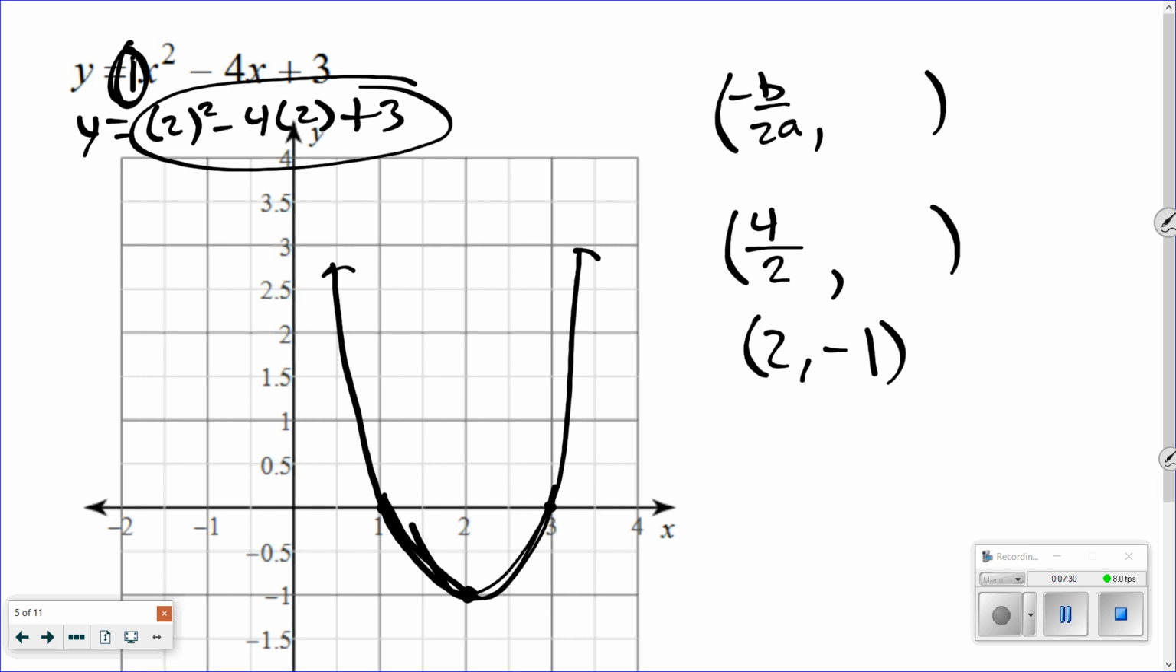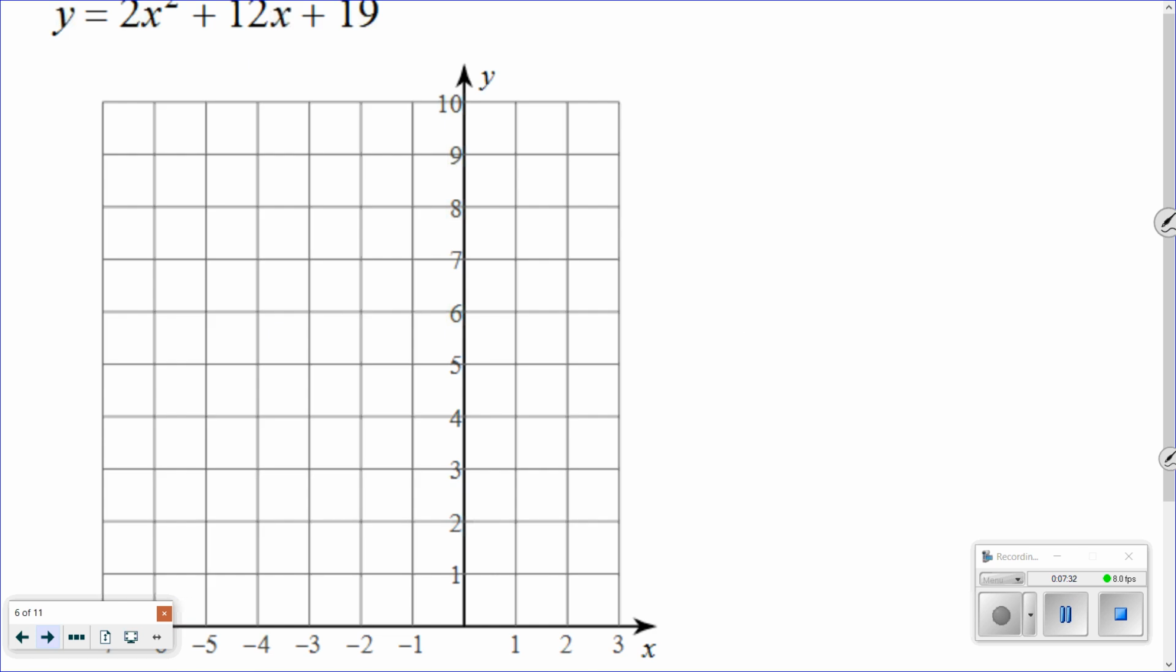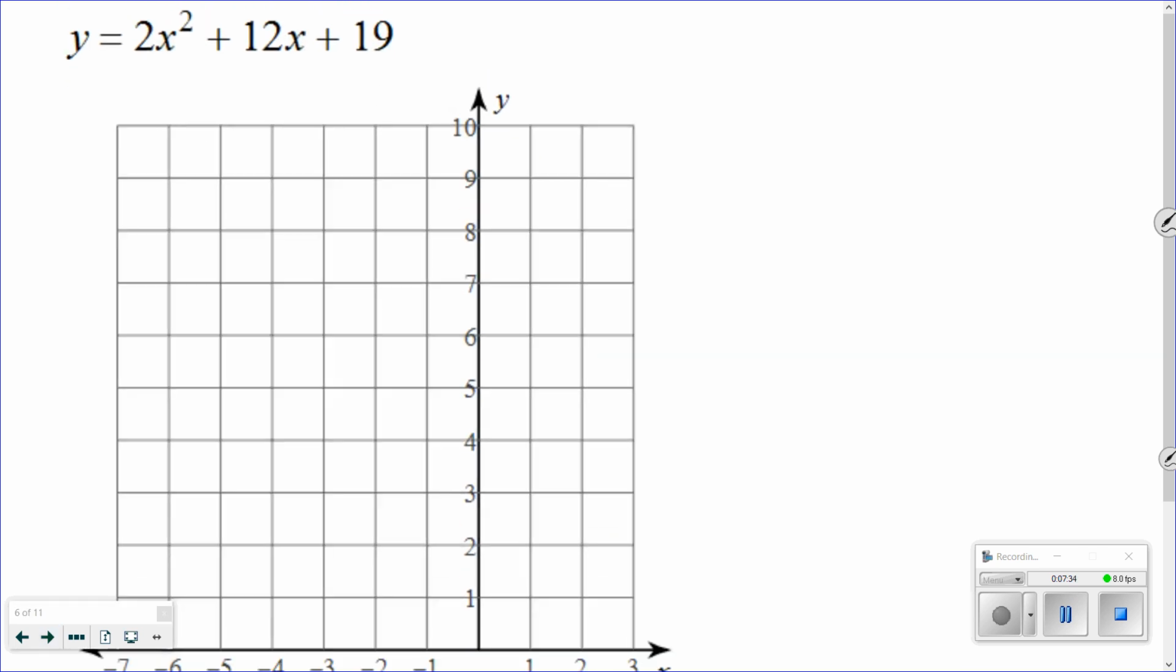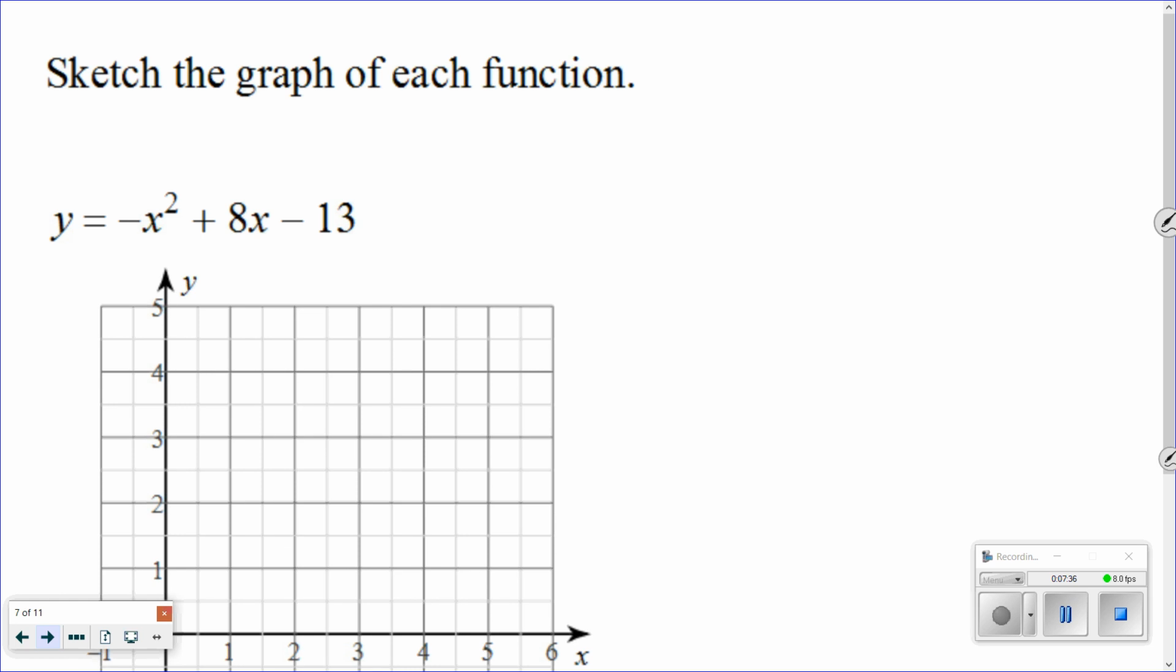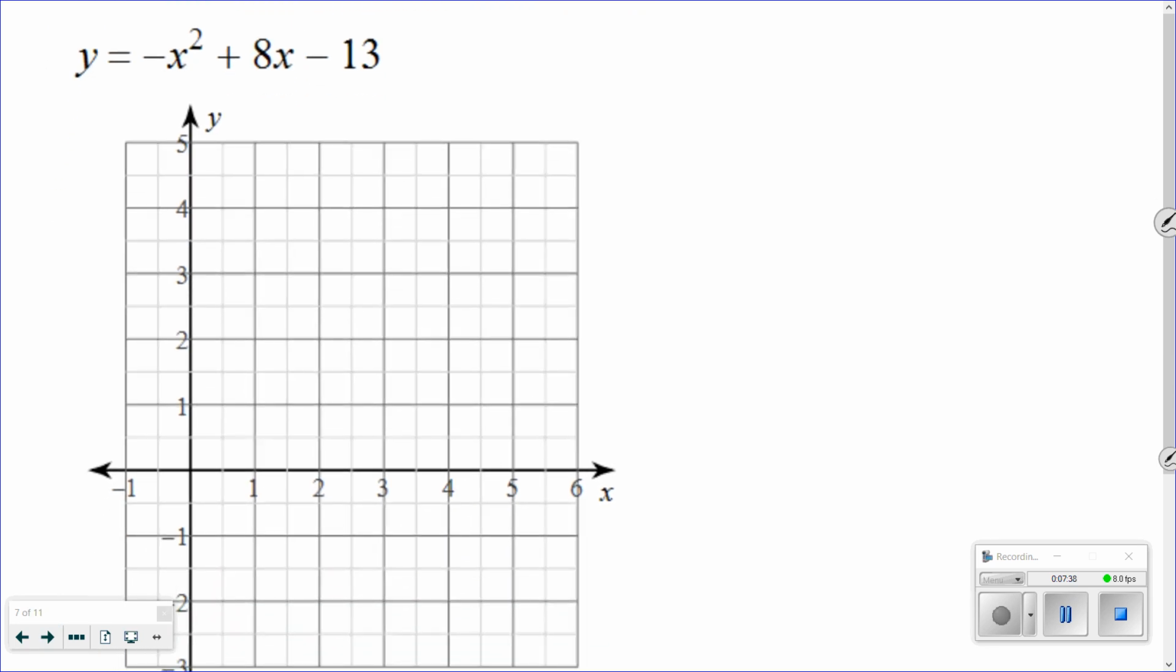Let's do a couple more to make sure we have this down. Let's see. I'm going to skip past that one. Let's try this one right here. So I want to find the vertex and graph this. I have y equals a negative x squared plus 8x minus 13. So recognize that it's in standard form, and make sure you have your formula.